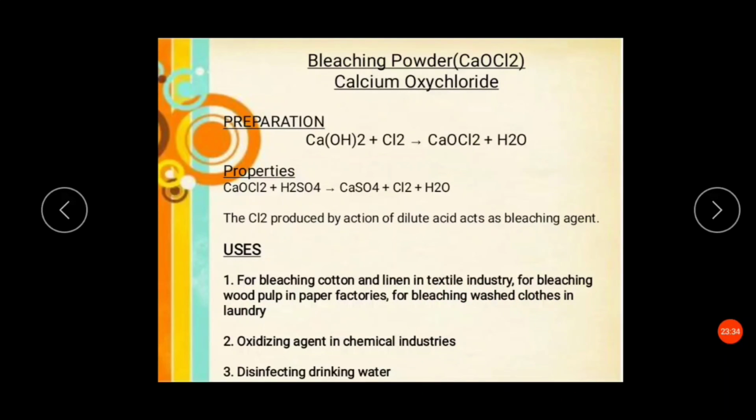You must have heard about the bleaching powder, okay? So we have heard that bleaching powder is used in the laundry, okay? Apart from that, it is also used in textile industries and paper factories. Bleaching powder is an oxidizing agent in chemical industries. Also, it is used as a disinfectant in drinking water.